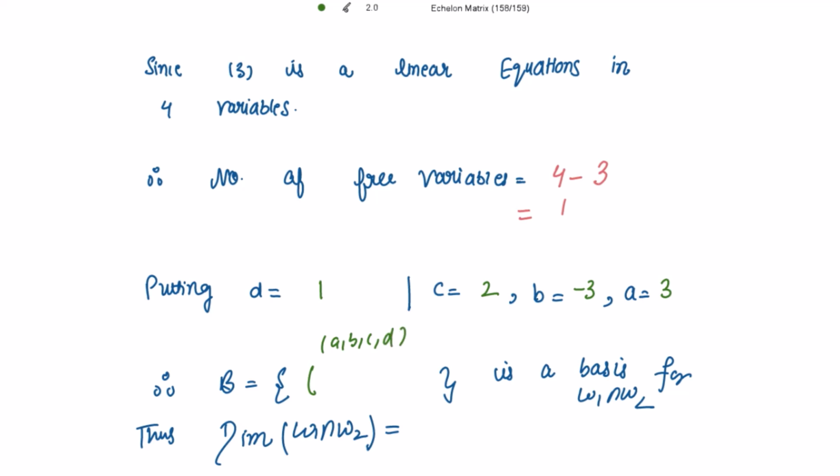So the basis has only one element, of the kind A, B, C, D. So writing first the value of A, that is 3, then the value of B, then the value of C, then the value of D. So this is the only basis we are getting for the intersection of the subspaces, right? So the dimension is 1 because we have only one element present in the basis.